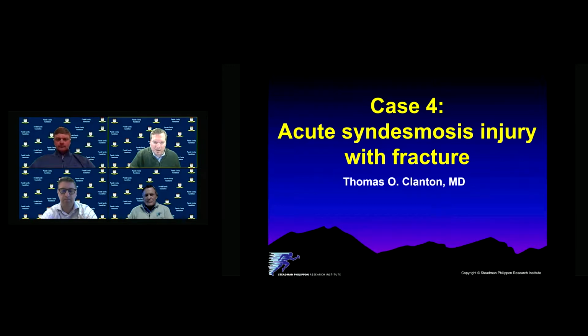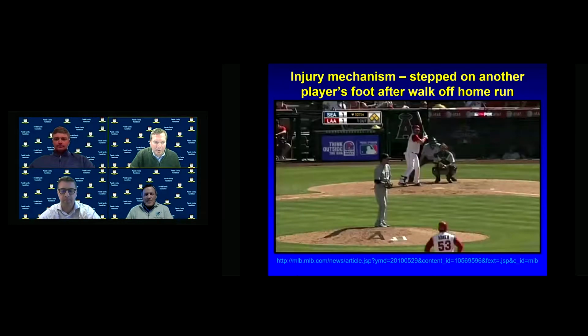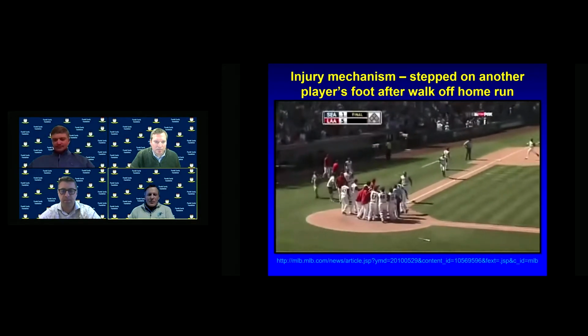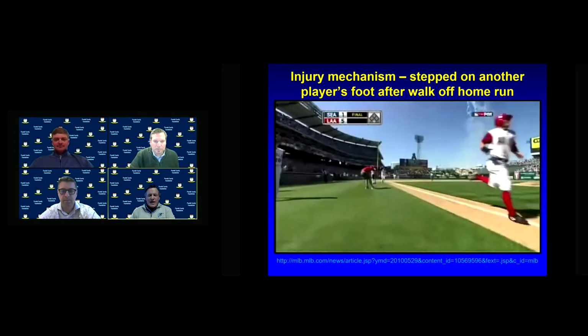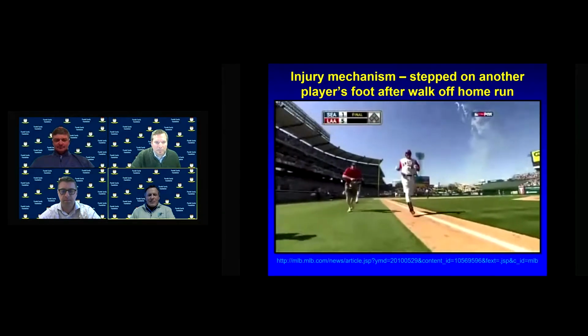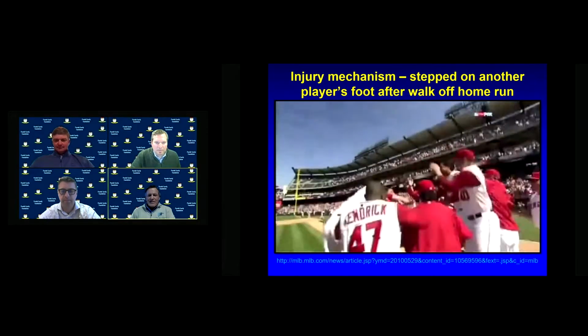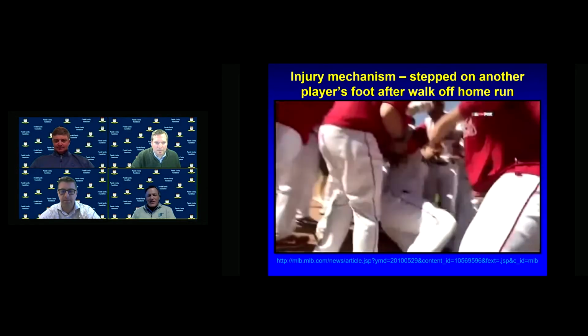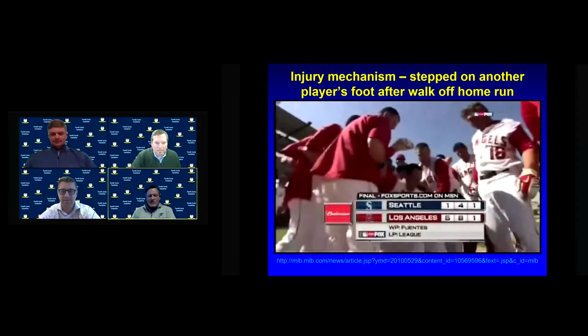This is one of Dr. Clanton's cases. This was a baseball player. So Tom, I'd love to have you talk us through this case. I'm going to start with the video. So this is a baseball player. He's just hit a home run to win the game. He's going to round third base and come and jump on home plate. And unfortunately, he lands on one of his other teammates' foot and really twists his ankle badly.